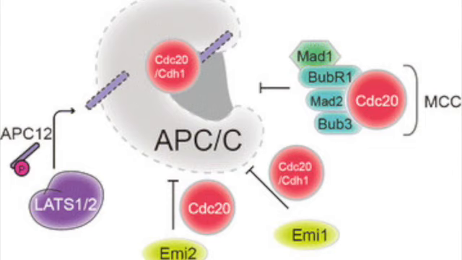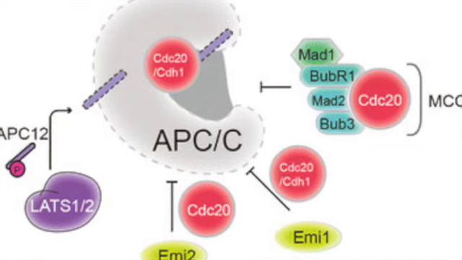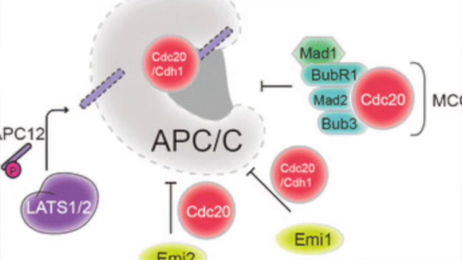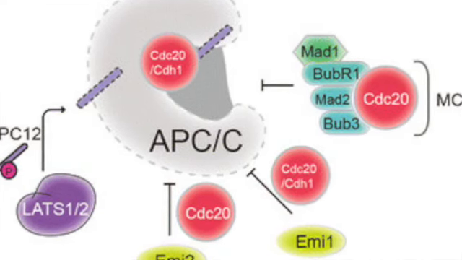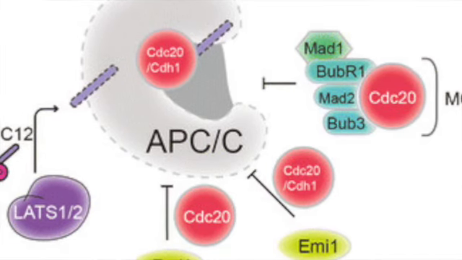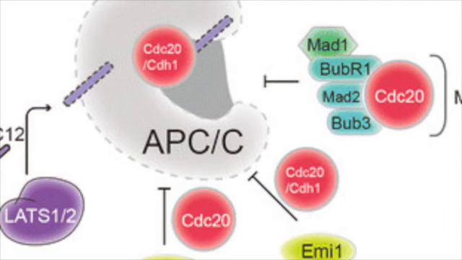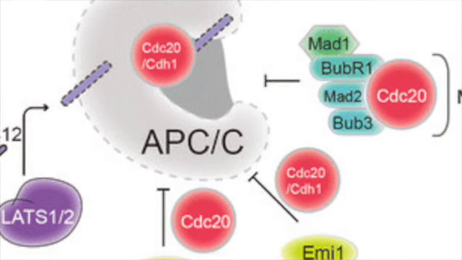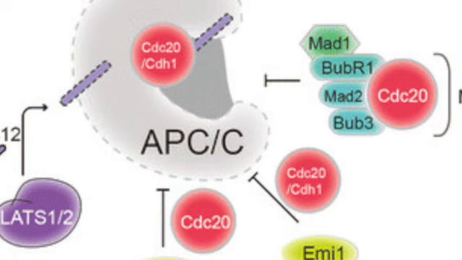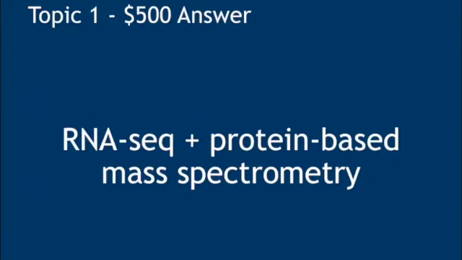EMI1 is one of the major genes in mitosis, in which EMI1 needs to be inactivated in mitosis so that the APC can activate and progress throughout the next phases of the cycle. EMI1 mRNA is suppressed during mitosis to keep the levels low in order for the APC to activate fully. The methods used to study the level of gene expression include RNA-seq and protein mass spectrometry.